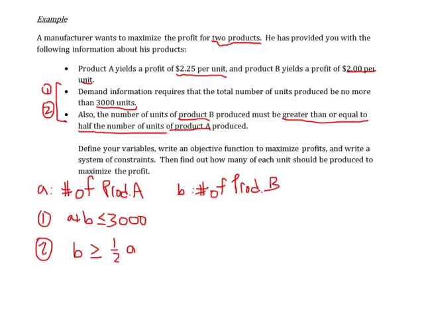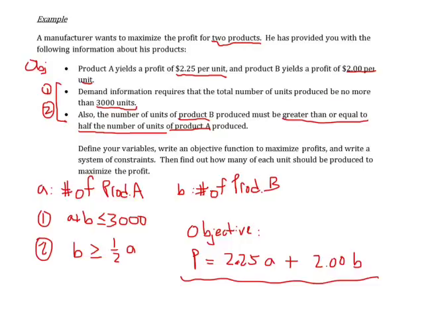So our last thing here is our function that we want to maximize. Our objective function is this. We want to maximize our profit. So our objective function is going to be our profit function. Profit, well, we get 225 for every A item, so 225 times A. We get $2 for every B item, and so we're going to add those together. And that's our objective function there. Now let's go ahead and graph these and see what we can figure out.